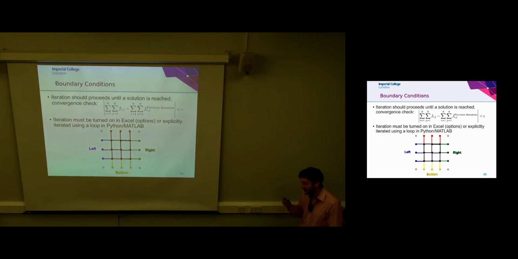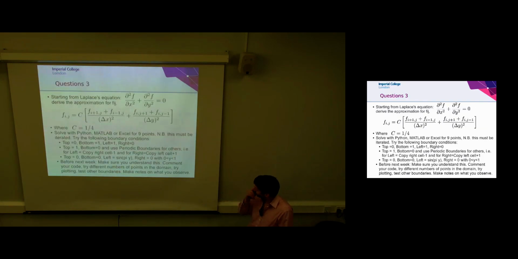So the idea is that you keep iterating until you've got a solution to a level of precision that you want. You're never going to get an exact solution. This is a numerical solution, so you iterate until you get as close as possible. This notation says we sum up all 9 of these points, we sum up the previous iteration, all 9 of those points, and then the difference between those two should eventually tend to 0. So it should stop changing. Once it stops changing, it means we've got our solution.